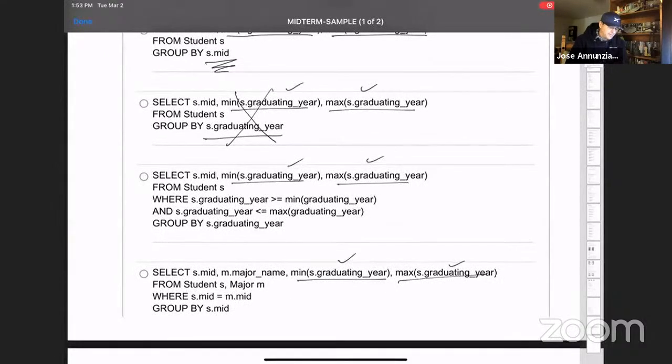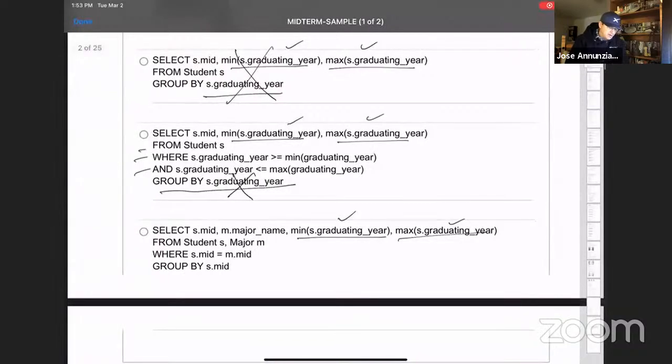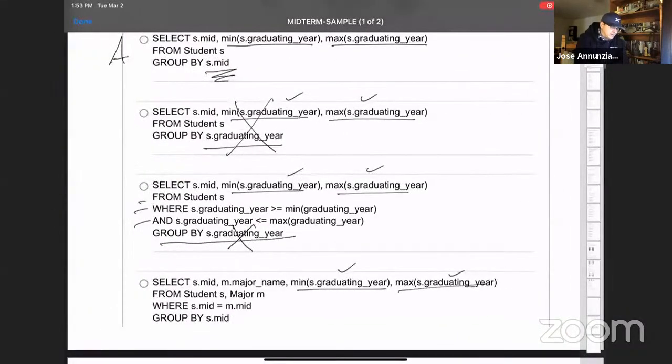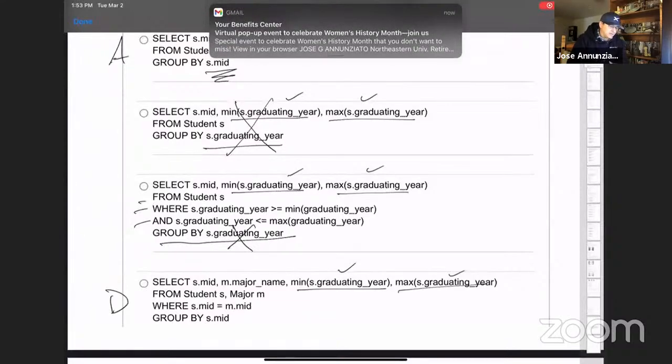This one seems to have a from, then a where, a couple of ands, and then a group by graduation year. So that's no good either, so let's discard that one. All right. So the last two that we might want to consider are either A here or D here. So which one?